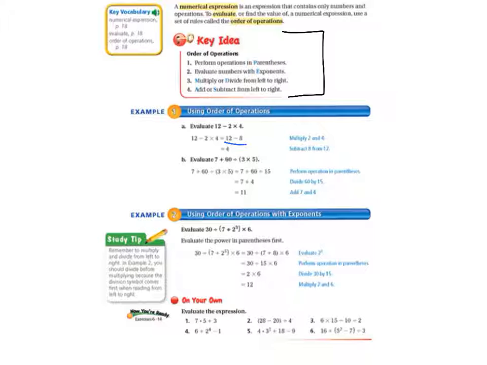Let's look at letter B. We evaluate 7 plus 60 divided by, in parentheses, 3 times 5. Now, since the 3 times 5 is in the parentheses, we have to do that first. So we multiply 3 times 5, that gives us the 15 that's over here. And then we look at our order of operations and we say, okay, we have to divide next. So we divide 60 by 15, and that gives us 4. And then we are going to add 7 and 4, which gives us our final answer of 11.